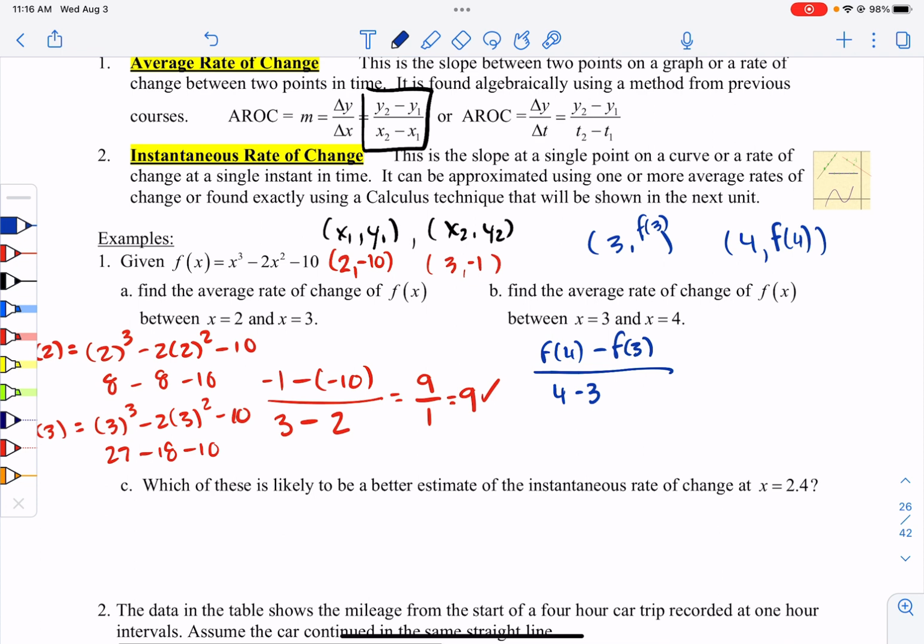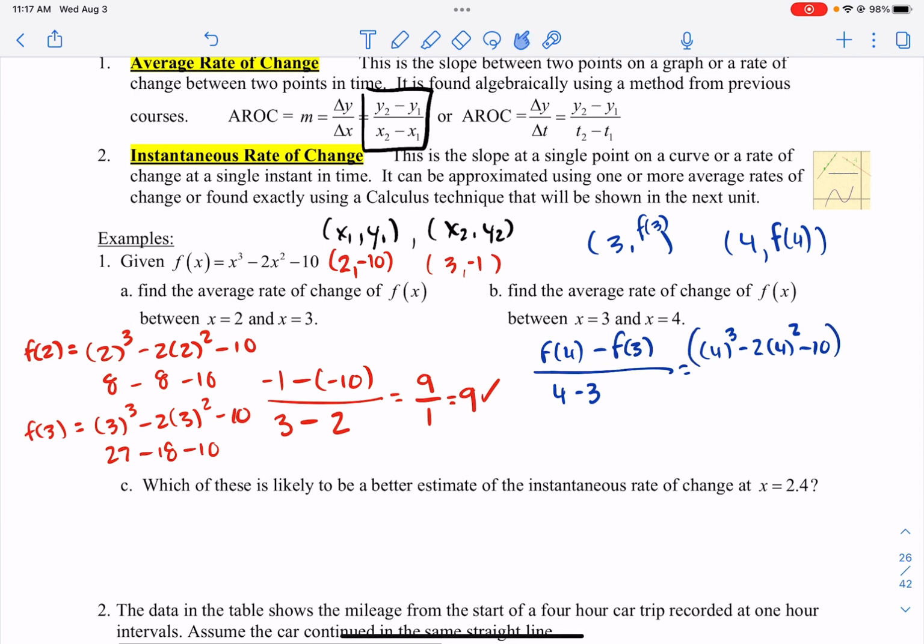Now, I know this is a lot different than the last problem. Neither one of these is wrong. They're both correct ways of doing it. I just want to show you something that's a little bit different in calculus with this second one. So f of 4, I have to go a little bit farther. I can't leave it like this because f of 4 means I plug 4 into the f function. If I do that, I get 4 cubed minus 2 times 4 squared minus 10. That right there is f of 4.